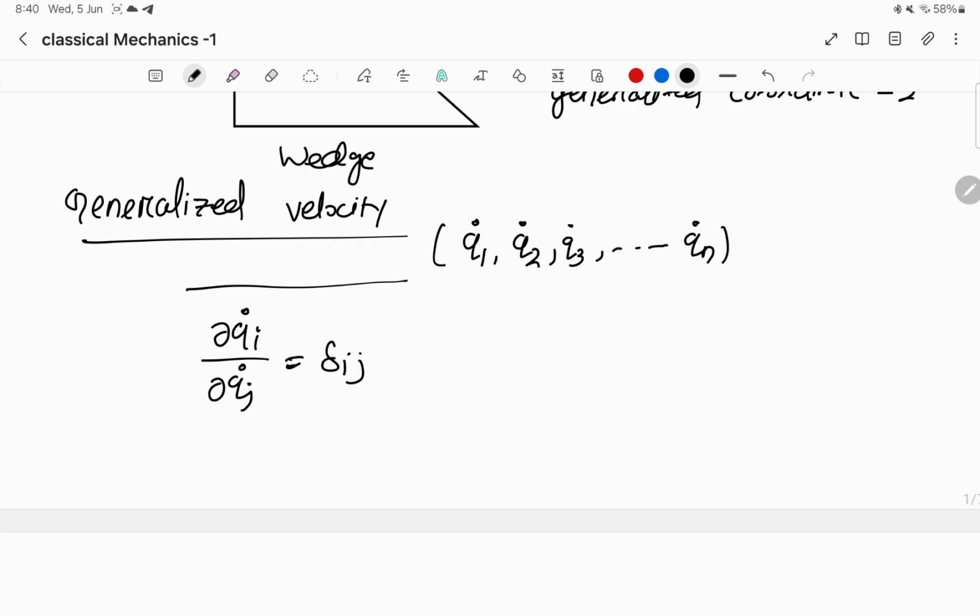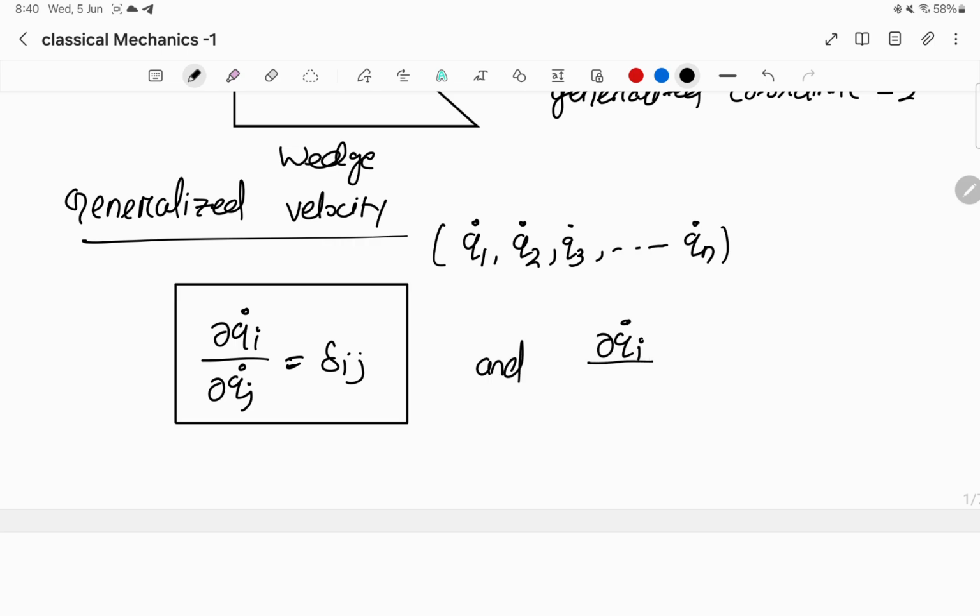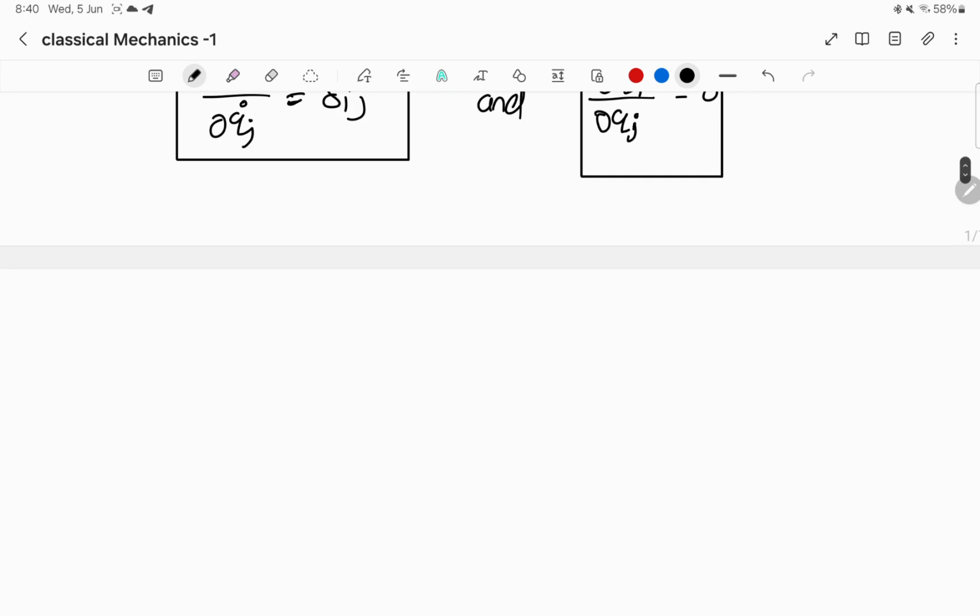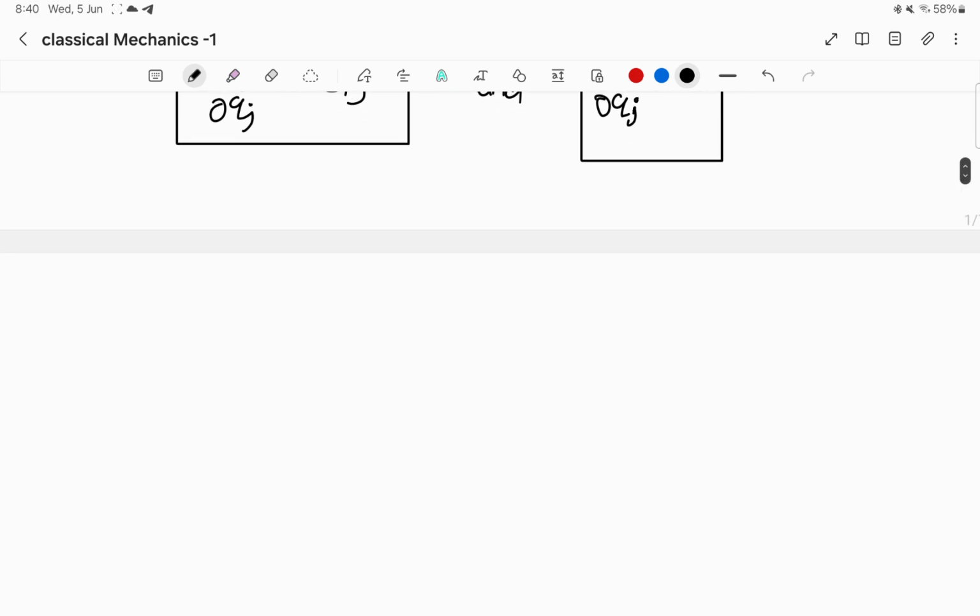If you are hearing this for the first time, don't be confused. This is the Kronecker delta. You are going to use this Kronecker delta many times in physics, basically. And remember one more thing: if you are partially differentiating the velocity with respect to the position, you are getting 0. Remember this also. This is your generalized coordinates and generalized velocity.